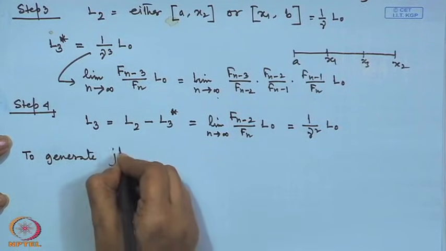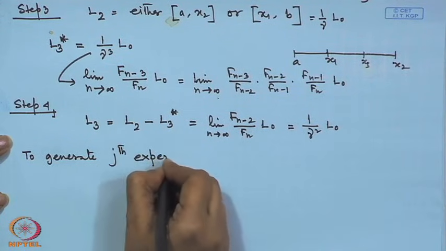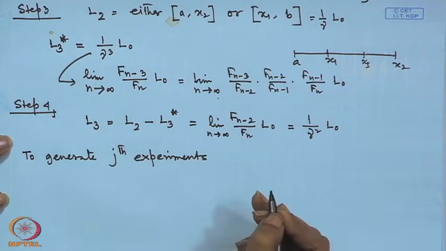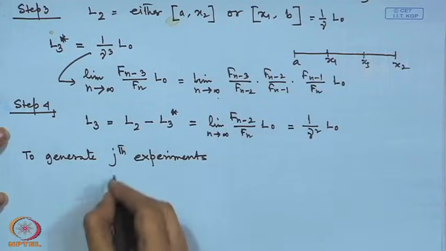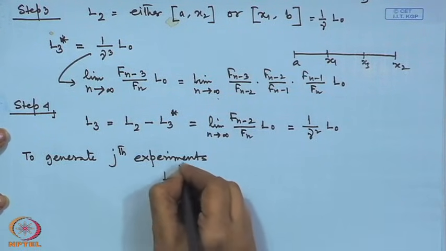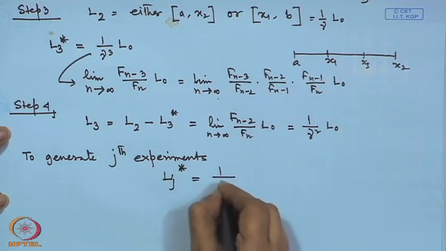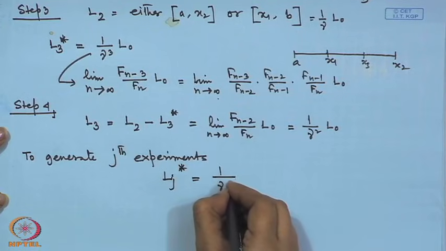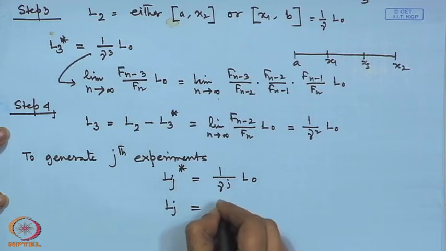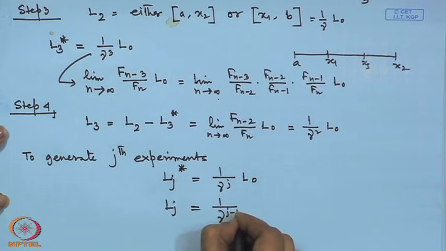to generate the jth experiment, we are doing a large number of experiments. If we do a large number of experiments, that means we are approaching the optimal solution in a better way, rather we are getting an interval of uncertainty with smaller and smaller width, and that is more desirable to us. That is why to generate the jth experiment we can generate the formula for the iteration as Lj star is equal to, very nice to remember, 1 by gamma to the power j L naught, and the jth interval of uncertainty would be equal to 1 by gamma to the power j minus 1 L naught.